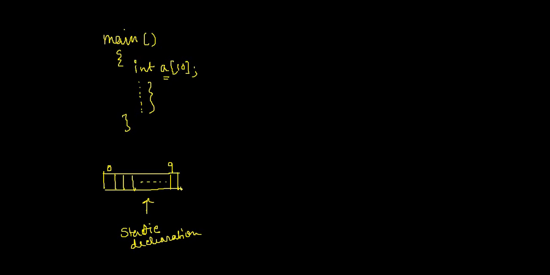Now, if you want to do the same thing, but with respect to dynamic memory allocation, let's see how we can do this. We have to use a pointer first of all. So what is the data type of the pointer? Obviously, the data type of the pointer will be integer, because the array that I am going to create is an integer array. So the data type will be integer, say int pointer p.